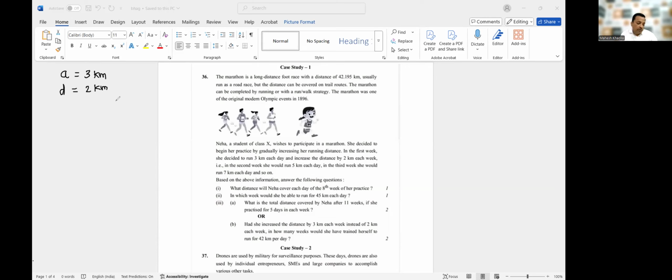Yes, sir. Okay. So the distance covered in each week. How much distance will she cover in each week? So we will write distance covered in each week. How much distance will she travel in each week? That one is 3 + 2 (n - 1). Why this 2? 2 is the difference. Each week she is increasing by 2. Correct?